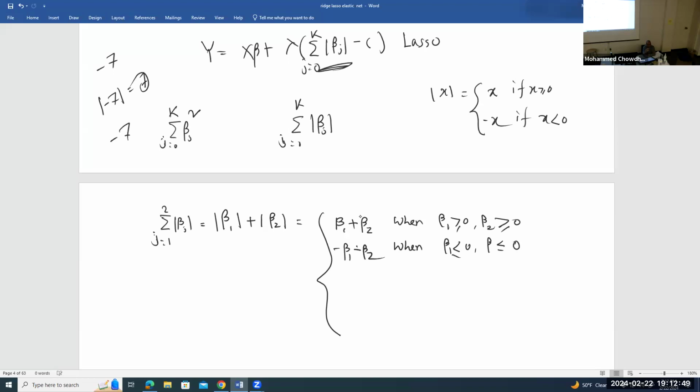So this could be written like that. Now minus beta 1 plus beta 2 when beta 1 is less equal to 0 and beta 2 is greater than 0. This one equals beta 1 minus beta 2 when beta 1 is greater than 0 and beta 2 is less than 0. Less equal to, greater equal to is okay. Do you agree with that or not? So how many equations did I get? Four, right?